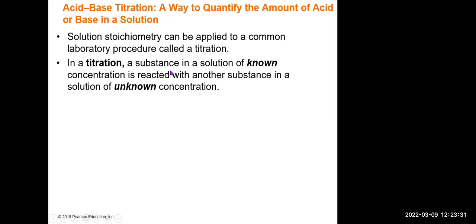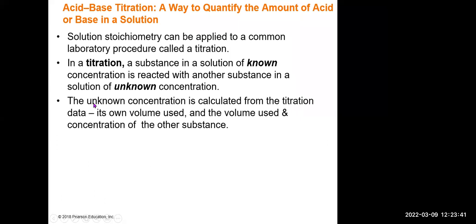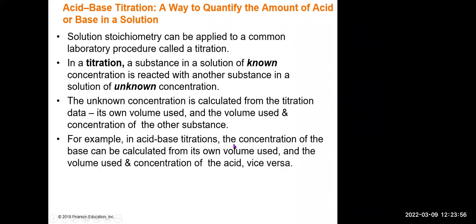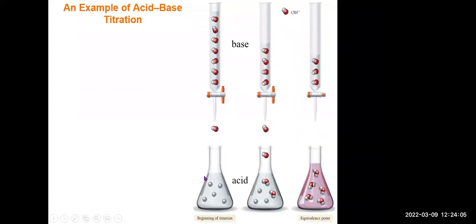In titration, a substance in a solution of known concentration is reacted with another substance in a solution of unknown concentration. The unknown concentration is calculated from the titration data: its own volume used, and the volume used and concentration of the other substance. For example, in an acid-base titration, the concentration of the base can be calculated from its own volume used and the volume used and concentration of the acid, and vice versa.